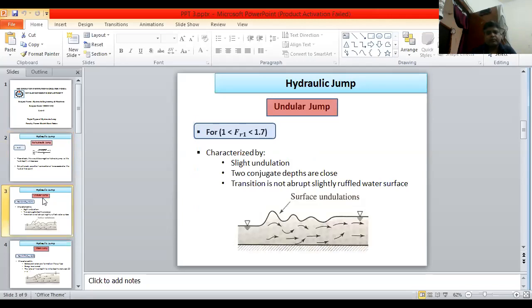Now, when Froude number varies from 1 to 1.7, that is an undular jump, characterized by slight undulation. The two conjugate depths are close, the transition is not abrupt, and there is a slightly ruffled water surface, that is, surface undulation.